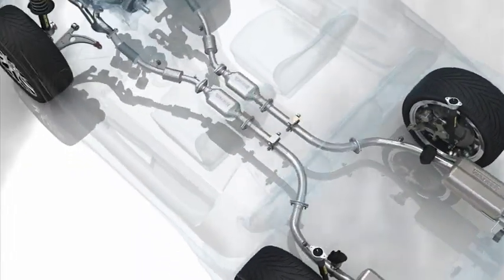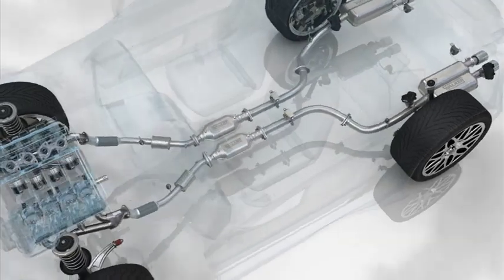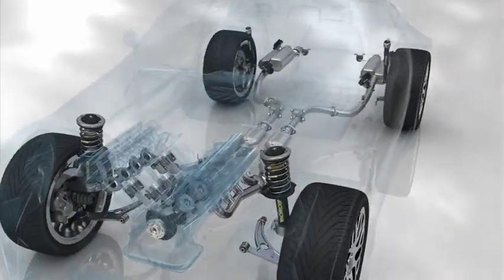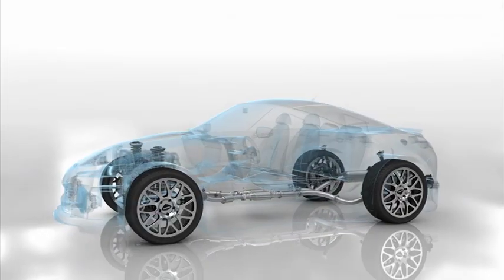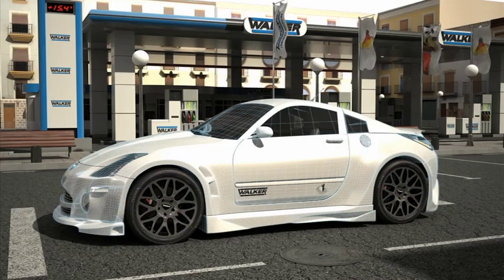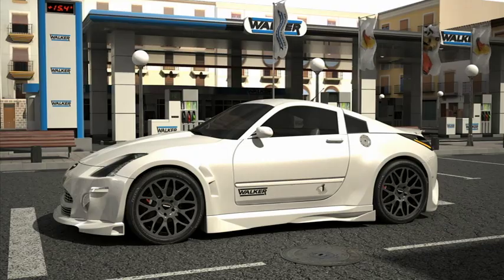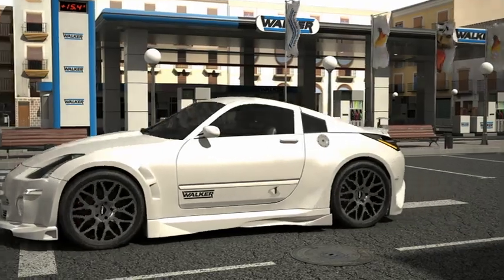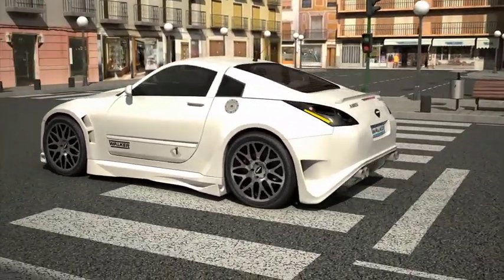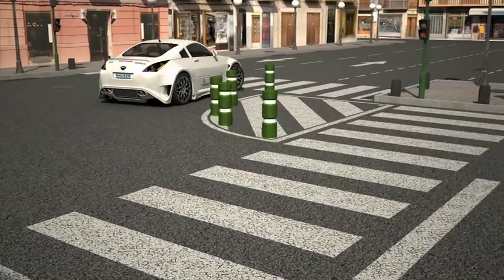This reduces the size of the silencers, and therefore the total weight of the system, resulting in a reduction in fuel consumption and the amount of CO2 gas emitted into the atmosphere. Due to a better back pressure management, the use of these valves increases engine performance at both low and high speeds.